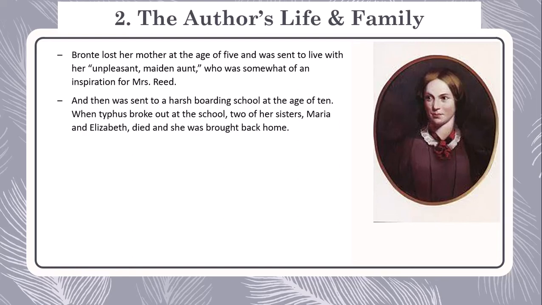Later, then, she was sent off to a very harsh boarding school at the age of 10. Typhus broke out at the school, and 2 of her sisters, Maria and Elizabeth, died, and then she was brought back home. So there are several girls who die at the school, and Maria and Elizabeth are kind of inspirations for those characters. And obviously, it would have been awful with two of your sisters dying at this very harsh boarding school where you're wearing thin clothes and not eating enough and not getting proper medical care.